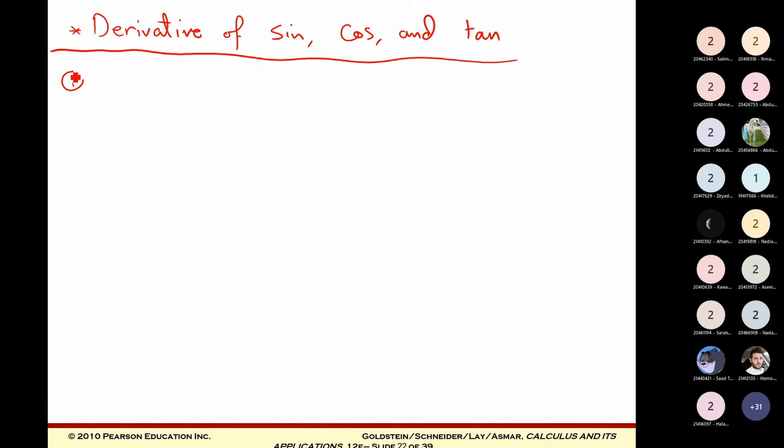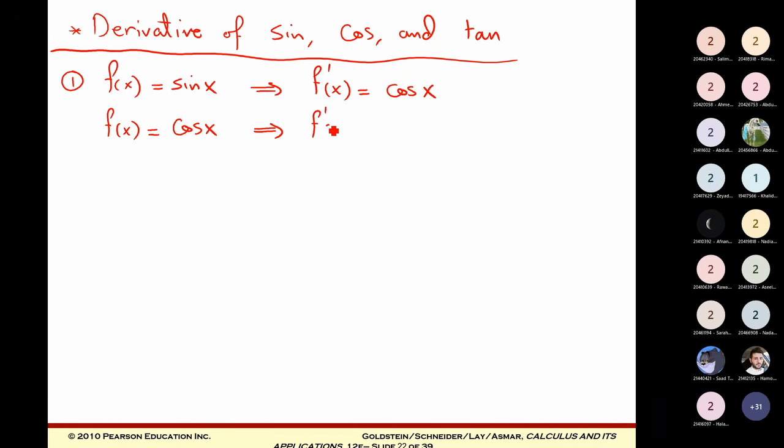Number one, f of x equal sine x. So the f prime of x equal cosine x. The derivative of sine is cosine. Okay. Number two, f of x equal cosine x. So the first derivative equal negative sine x.